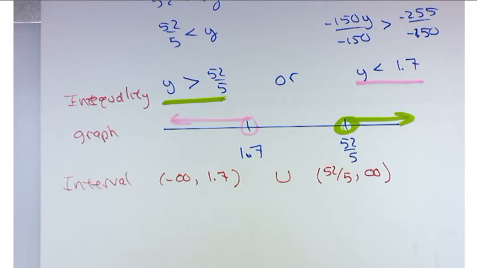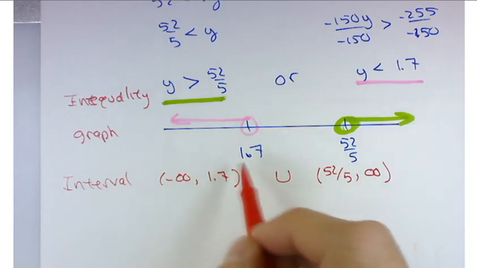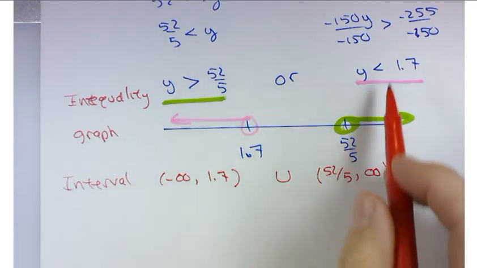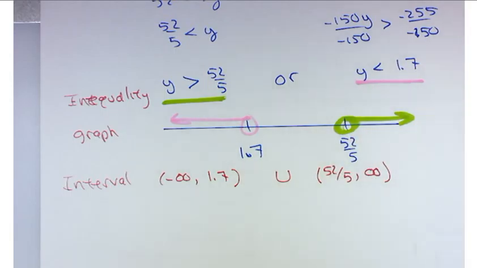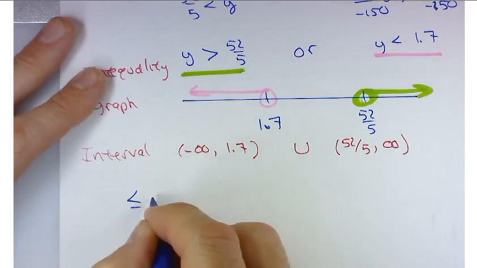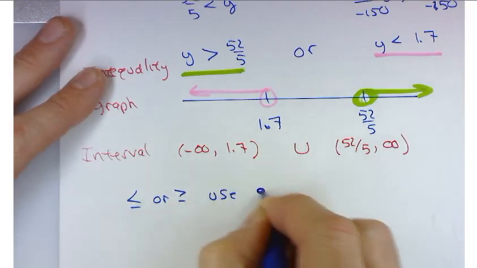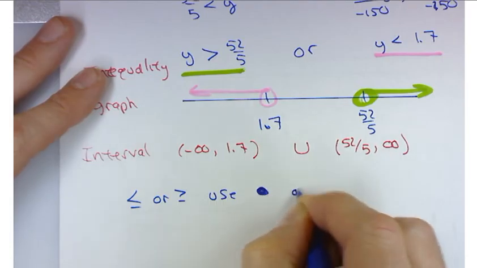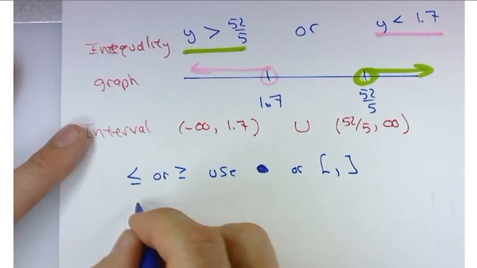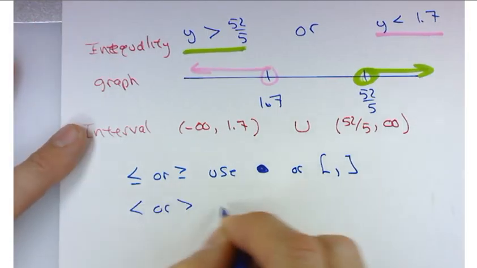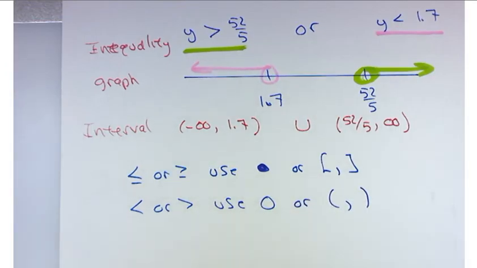It's a great question. If this was a greater than or equal to, then I'd have a solid dot, and then I'd use a bracket. Likewise here, if this was a less than or equal to, solid dot and a bracket. So, kind of a quick summary for you. Less than or equal to or greater than or equal to, use solid dot, or if you're using interval notation, then you can use brackets. Less than or greater than, use hollow dot, or if you're talking interval notation, use parentheses.